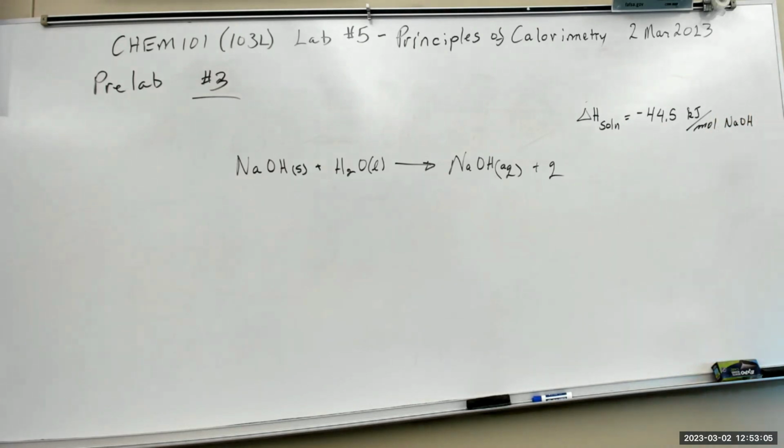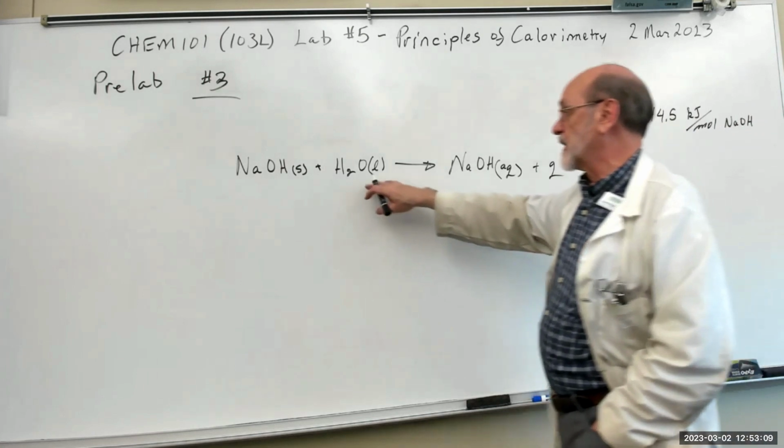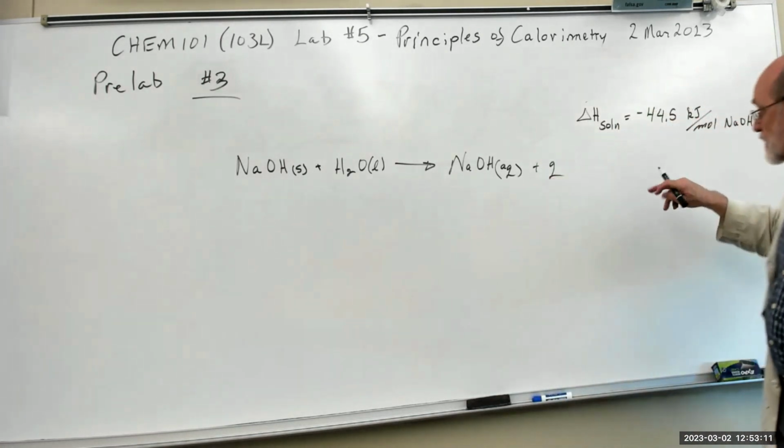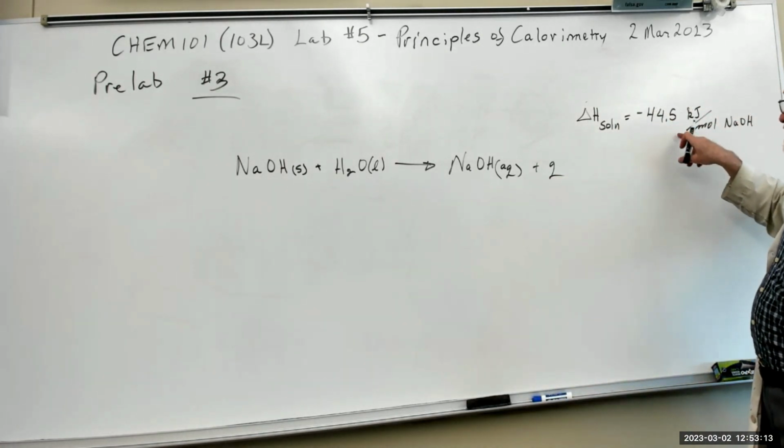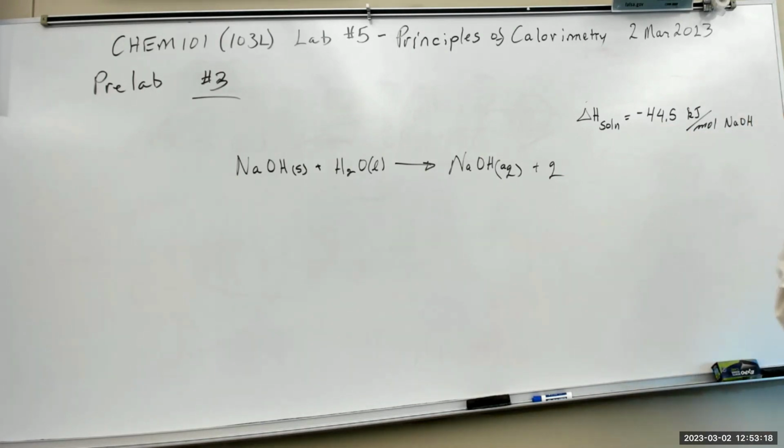So for every mole that goes into solution, no matter how much water there is, dissolving is still going to generate this much heat per mole of sodium hydroxide. So if you have a small amount of water, the same amount of heat will be generated, which means the temperature is going to be higher.